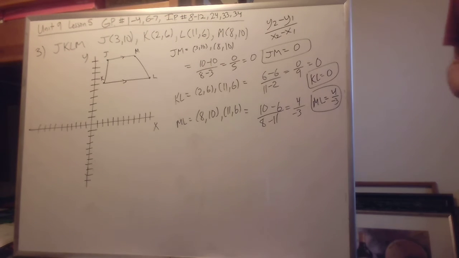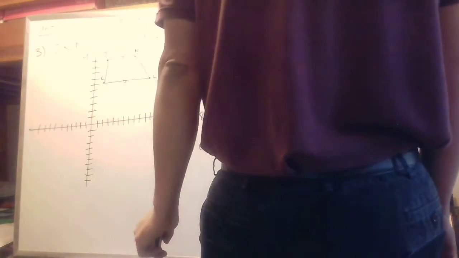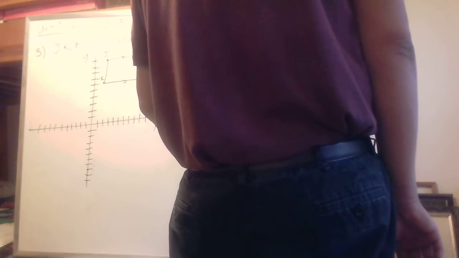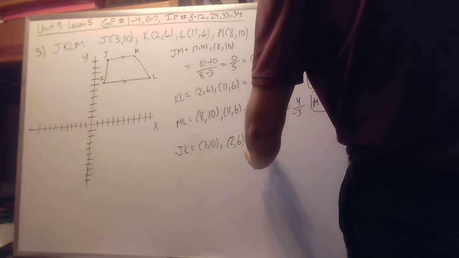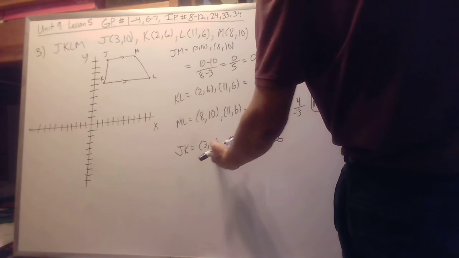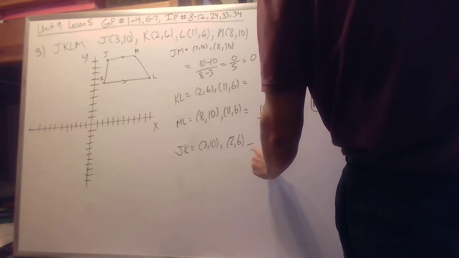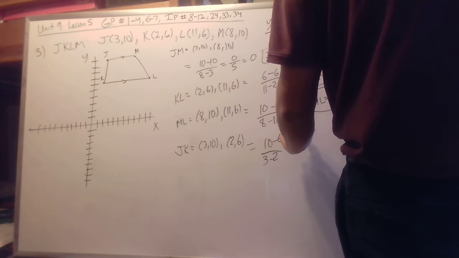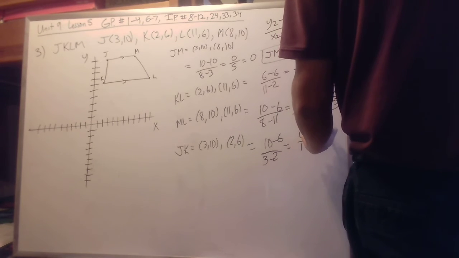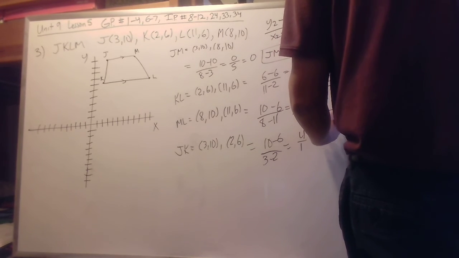All right, so now we're going to find JK's slope. Okay, so J is at (3, 10) and K is at (2, 6). So we're going to plug in and go 10 minus 6 over 3 minus 2. So that's going to give us 4 over 1. So JK's slope is equal to 4.